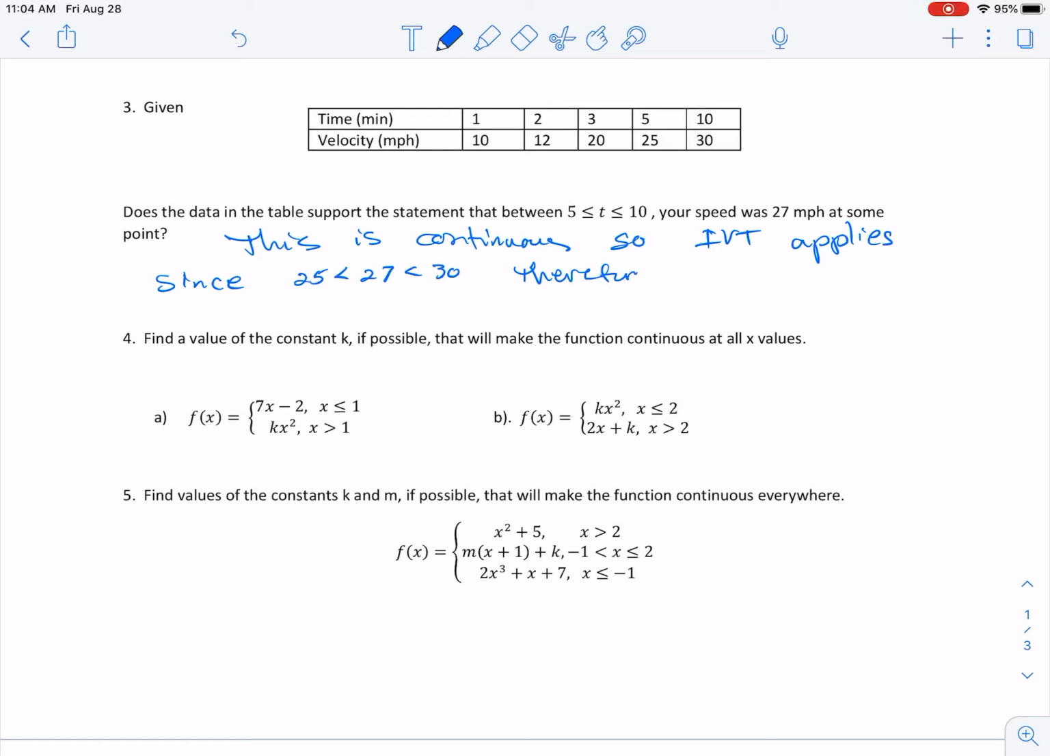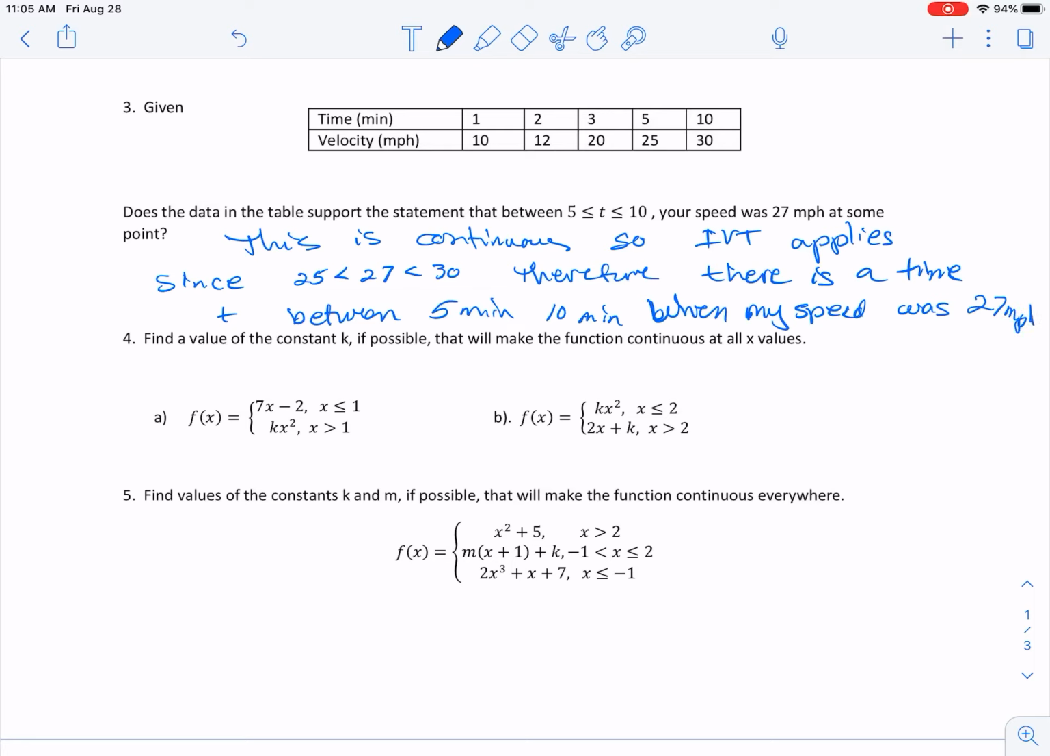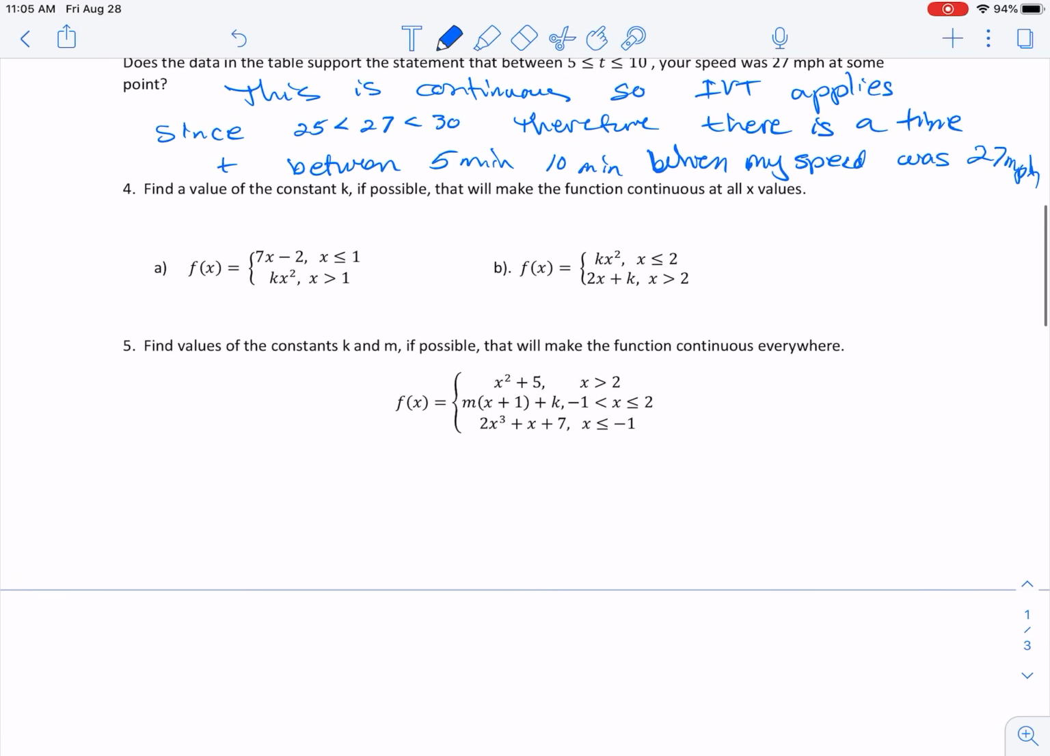therefore, how do I want to say that? Therefore, there is a time, t, between 5 minutes and 10 minutes when my speed was 27 miles per hour. Usually, don't forget units. Use units. Show your work. Write sentences. Okay? All right. Now, last examples.